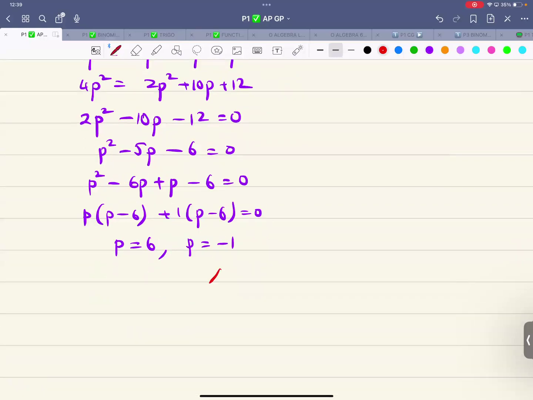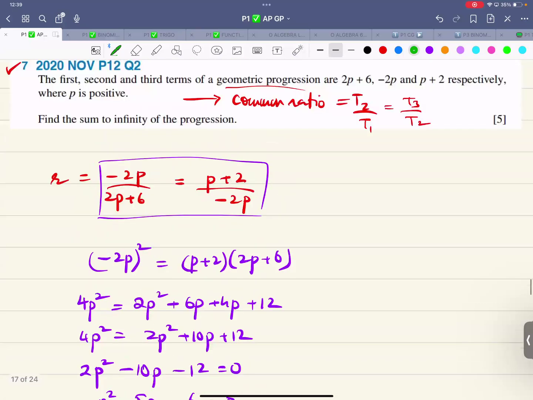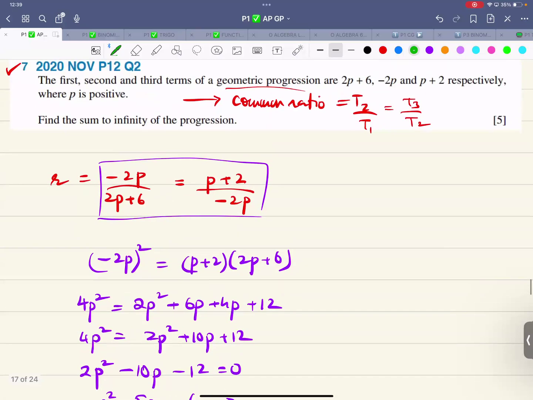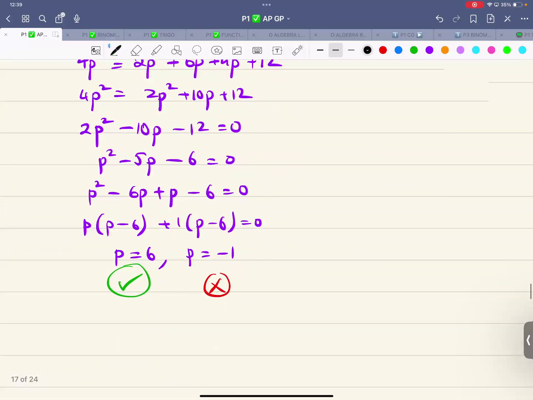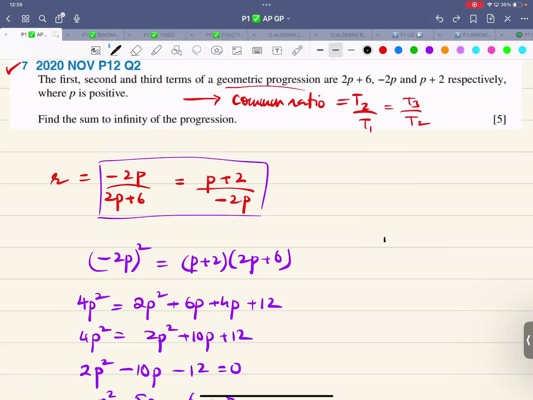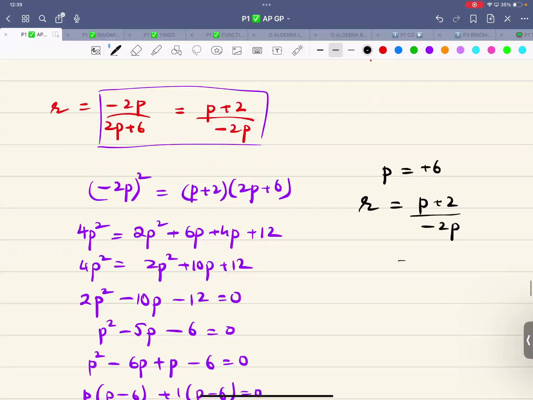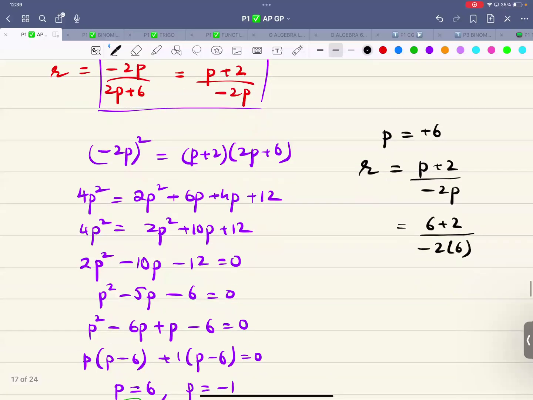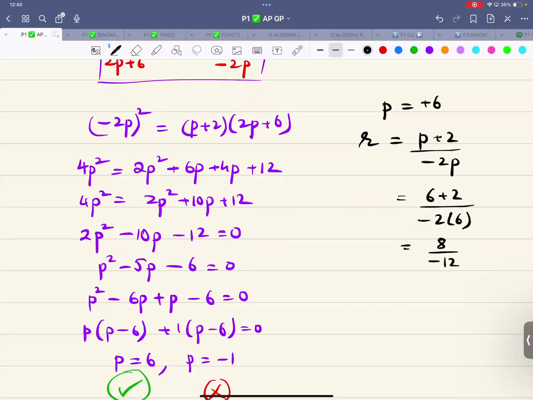So now again, reject. Accept p equals 6. Reject p equals negative 1. Find the sum to infinity of the progression. So now, when p is equal to positive 6, r equals p plus 2 over negative 2p. That is 6 plus 2 over negative 2 into 6. That is 8 over negative 12. That comes out to be negative 2 over 3.